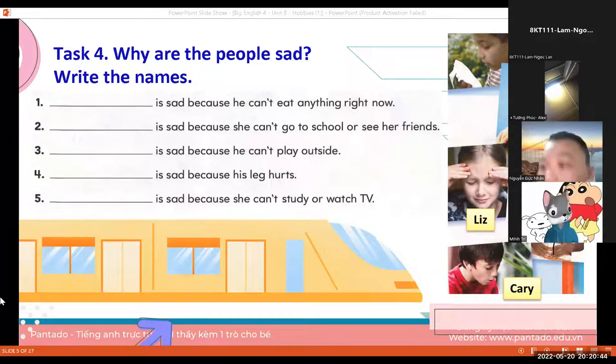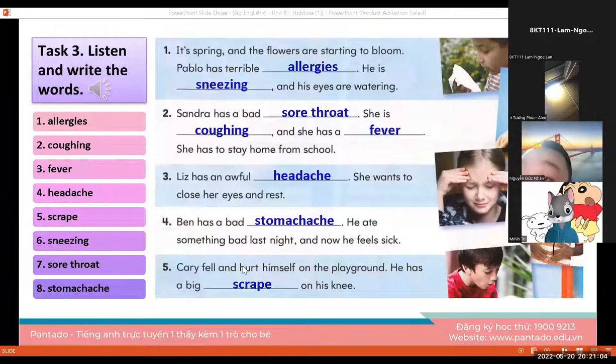I think Pablo. Okay, Pablo is the correct answer. But do you know why? What's wrong with him? Why can't he go out and play outside the house? Do you know why? I don't remember. Now, look at this one and answer. Try to look at this one. Why is it Pablo?